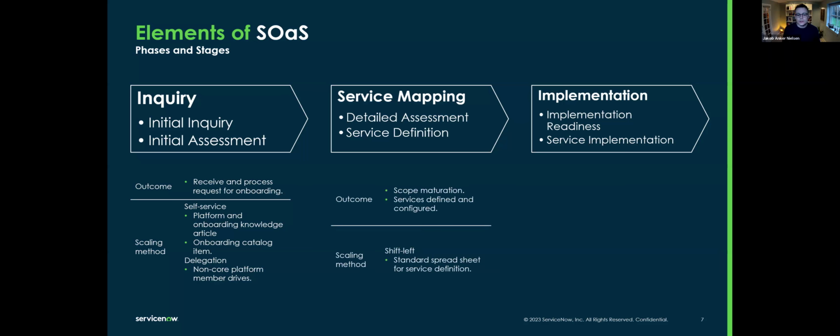In service mapping, we're trying to mature the scope as well as the services to have them defined and configured inside of the ServiceNow instance. This is very closely related to the common service data model. However, it is not to say that the SOAS framework is identical or equal to the common service data model. The common service data model and its service definition and mapping is but one part of the A to C service onboarding journey.